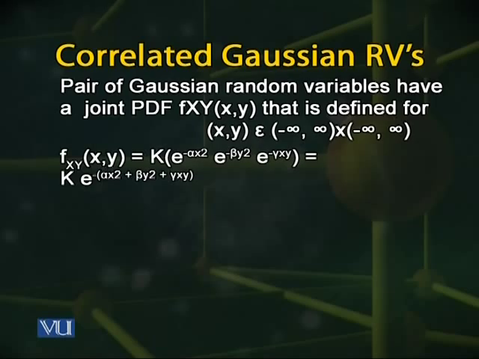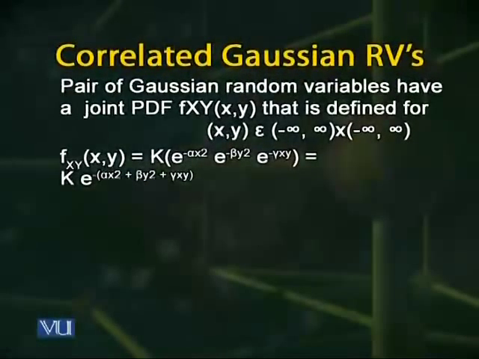This third term makes the whole density non-separable, so the two random variables, both Gaussian, have a joint density which cannot be separated, hence they are not independent of each other.